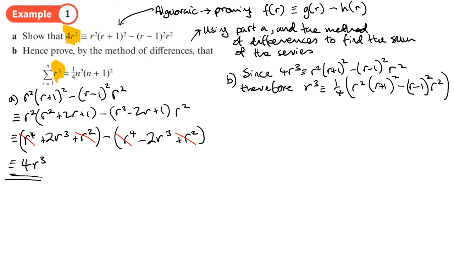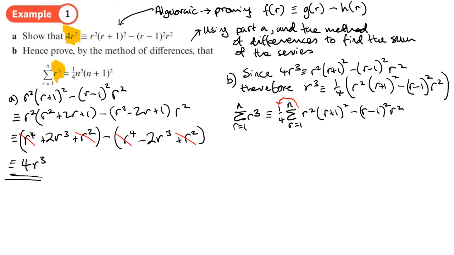So what that means is if I want to find the sum of the series produced by r cubed from the first term to the nth term, I'm going to do a quarter of the sum of this instead: r squared (r plus 1) all squared minus (r minus 1) all squared r squared. Now notice we took the quarter and we put it here. That's one of the rules with the sum, that we can take a constant and move it over to the other side, and that just makes things a little bit easier.